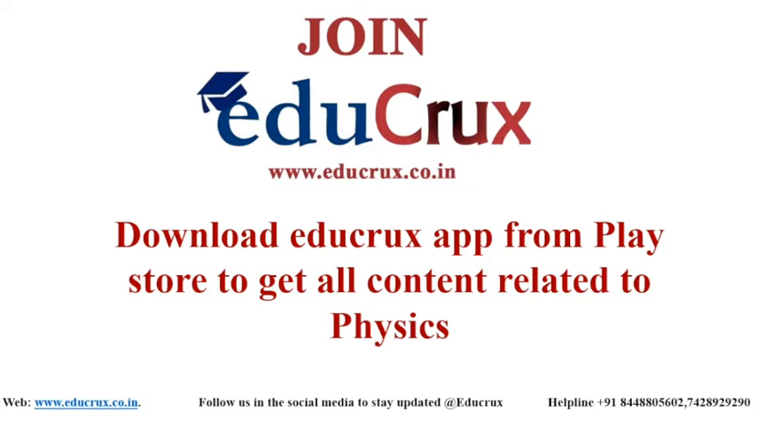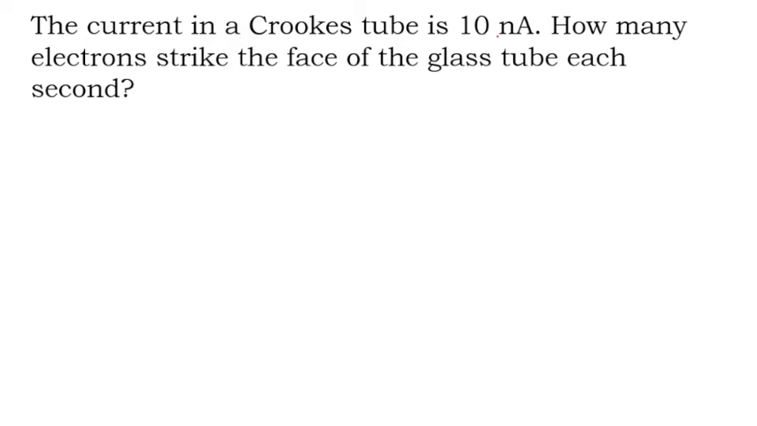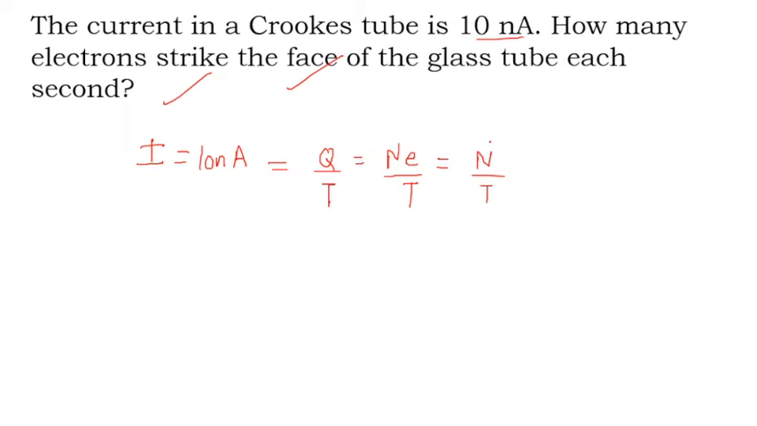Physics competitive exams. The question is that the current in a Crookes tube is 10 nanoampere. How many electrons strike the face of the glass tube each second? So basically you're given I equal to 10 nanoampere. And you know what I is? I is total charge divided by total time, which you can write as the total number of electrons, N, into e divided by t. And N by t is what we have to calculate in our question: the number of electrons striking the face of the tube per second.